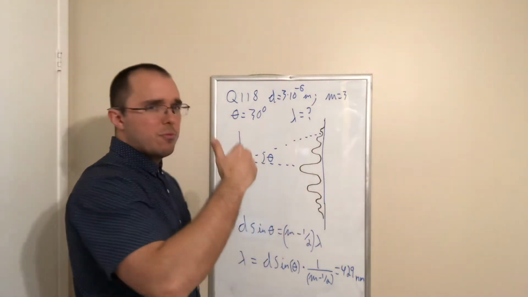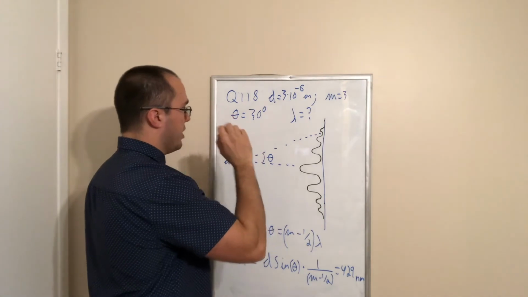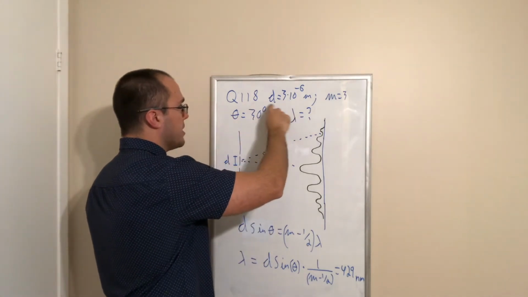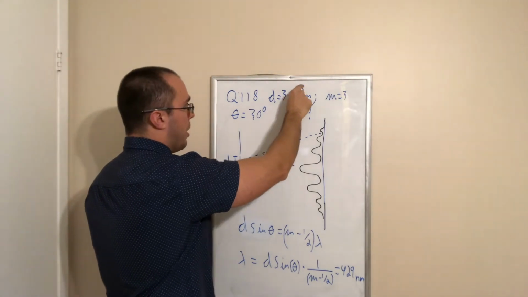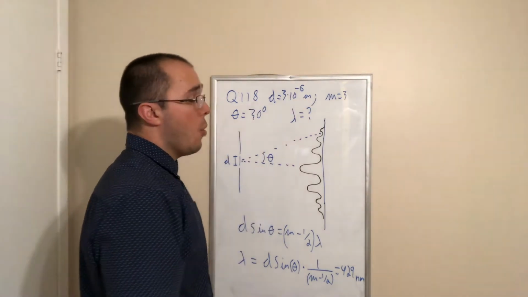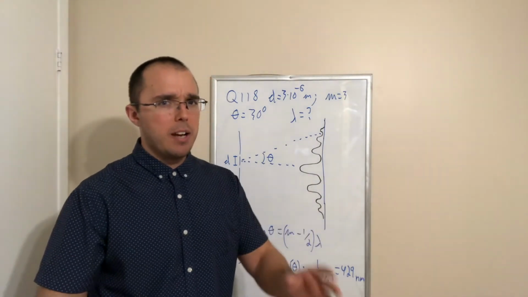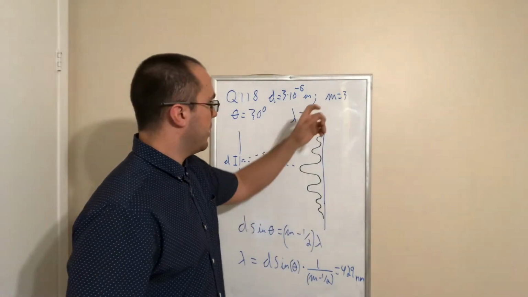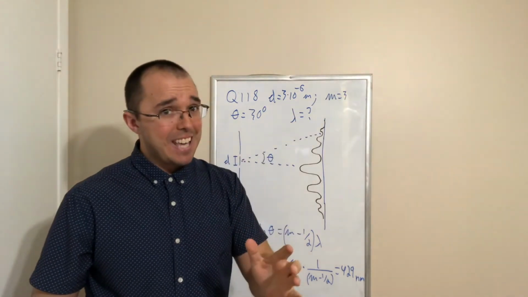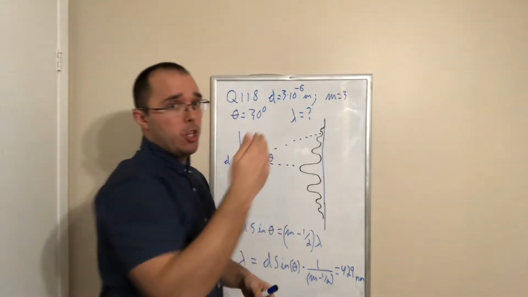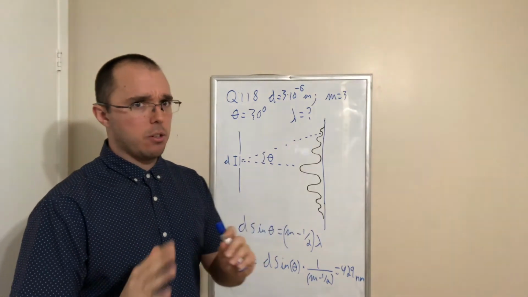So first, let's write down the relevant information. The distance between the slits is 3 micrometer, so 3 multiplied by 10 to the power minus 6 meter. We are talking about the third minimum. Now be careful here. We are still using m equal to 3, but in this case, we're talking about the minimum, not the maximum, even though it's the same letter, all right?